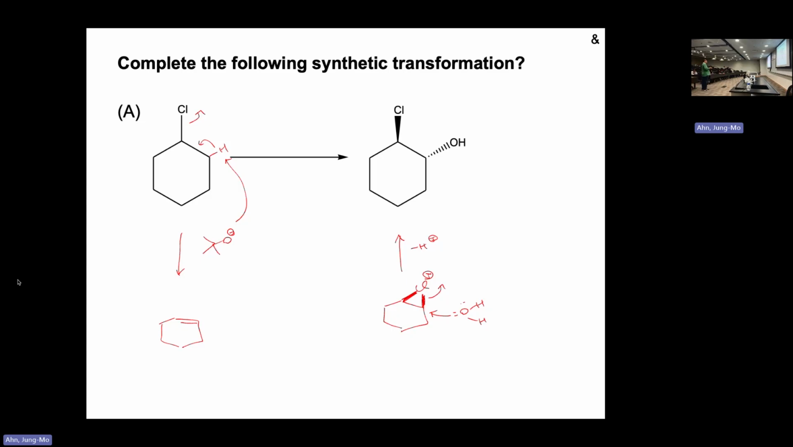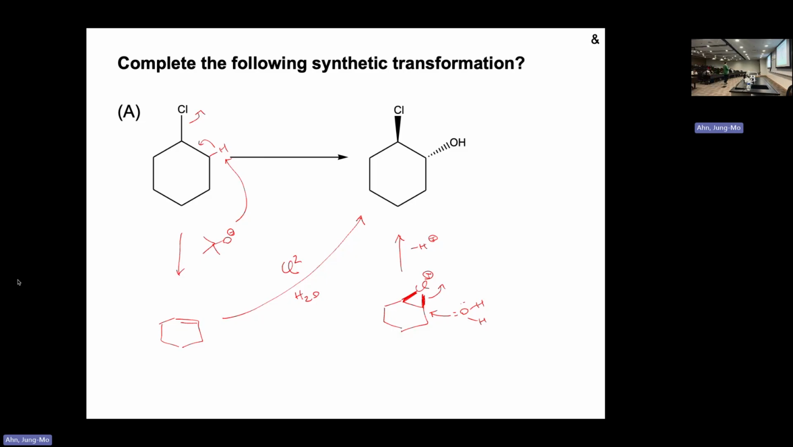So I'm using a bulky base because I don't want an SN2 reaction competing with it. So the bulky base will make an E2 elimination reaction exclusively. It makes a double bond by abstracting a proton, making the double bond, kicking the halide out. You get this. Then you are doing chlorine in water. That makes a chloronium ion, opened by the water, it makes this.